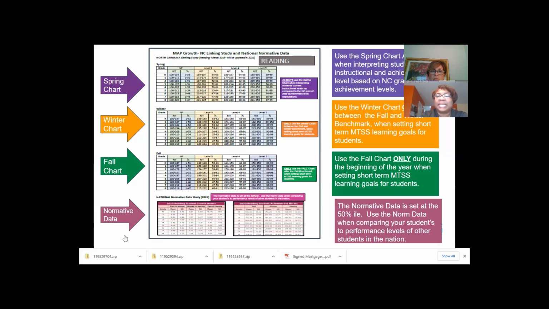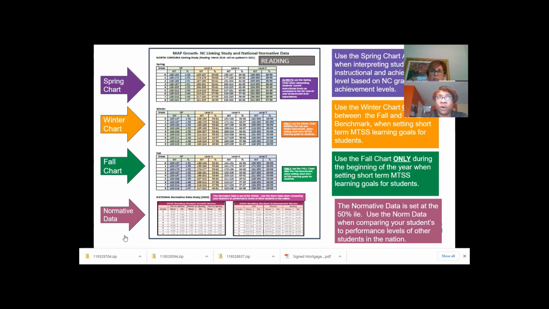Remember, MAP is an assessment that identifies gaps in student learning, their zone of proximal development. So when you're trying to assess the amount of gap that exists between where you want the students to be and where they physically are in their learning, you always want to use the spring chart, because that's what the MAP assessment is designed to do: find the student's zone of proximal development. And that's why we always use the spring chart.